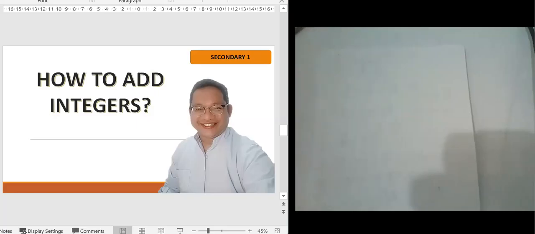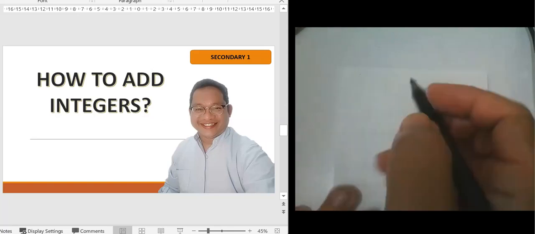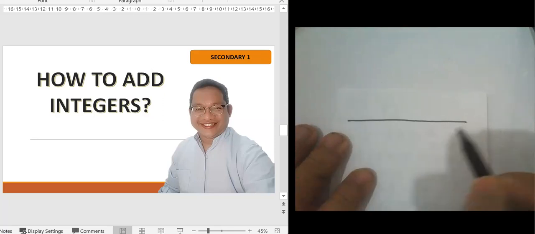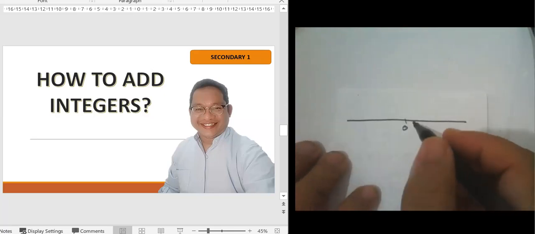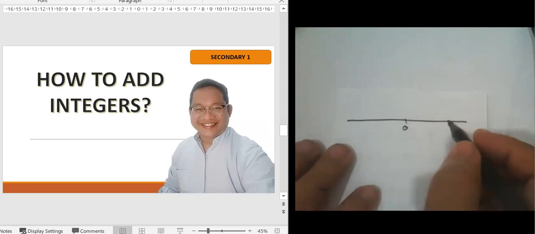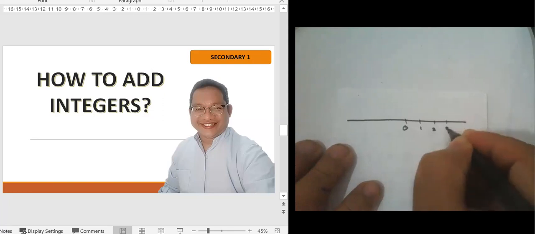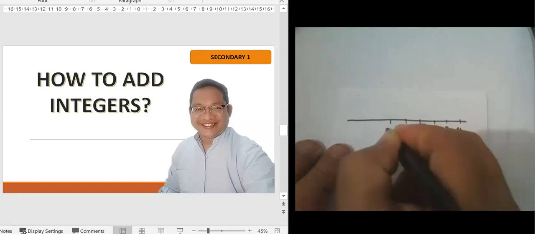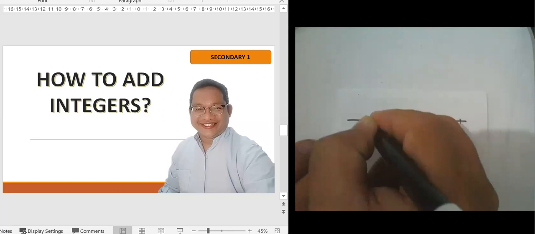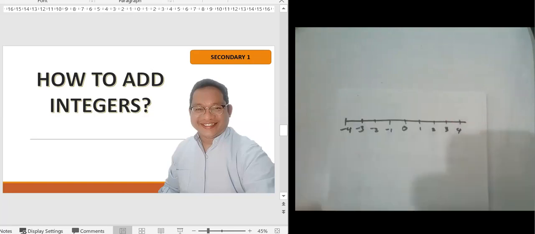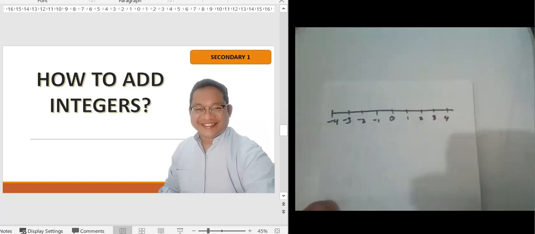In this video, we're going to explore how to add integers. First of all, let's review the real number line, or the number line itself. So that is actually 1, 2, 3, 4, -1, -2, -3, and -4. All right. So how shall we add?